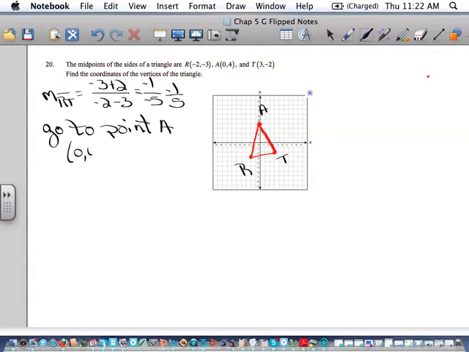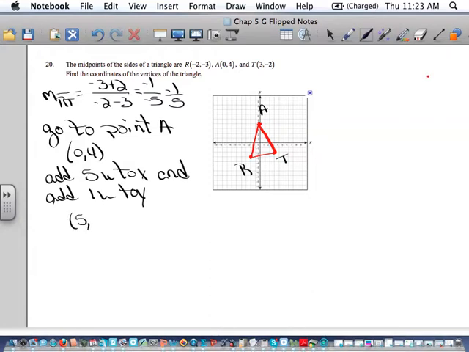Point A is at 0, 4. And now I'm going to add 5 units to the x-coordinate, and I'm going to add 1 unit to the y. Okay, so from A, adding 5 to x is going to give me 5, 1 to the y is going to give me 5. So I have this point at 5, 5. 1, 2, 3. Here it is, 5, 5.